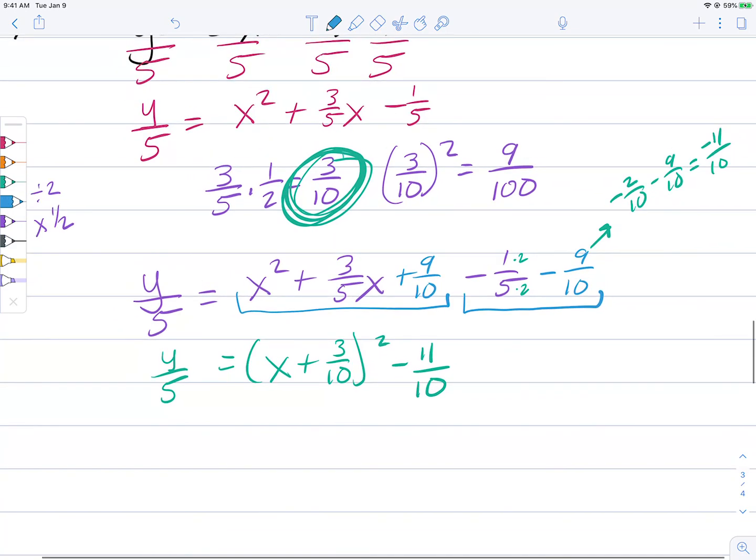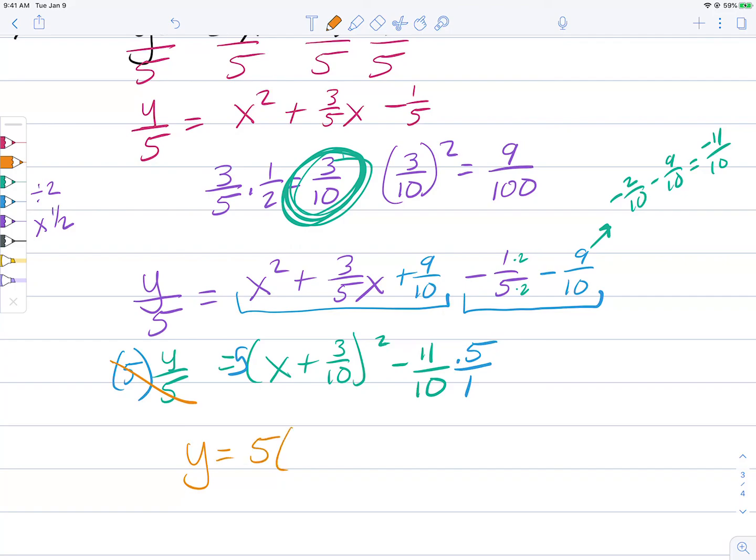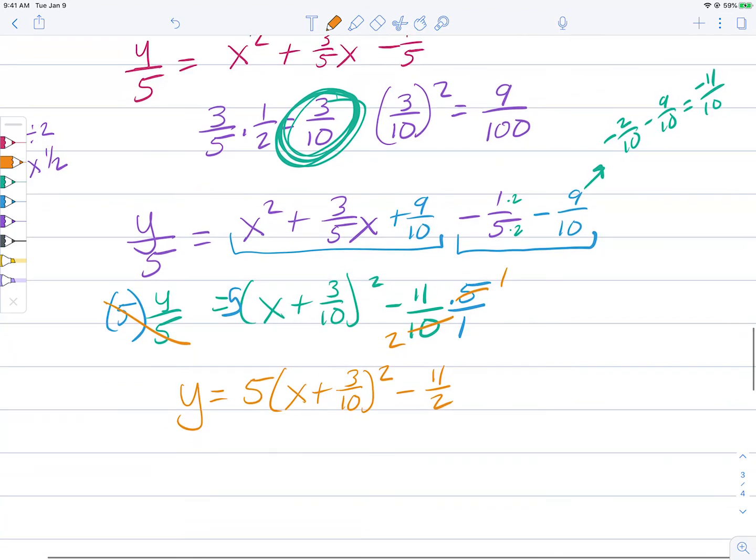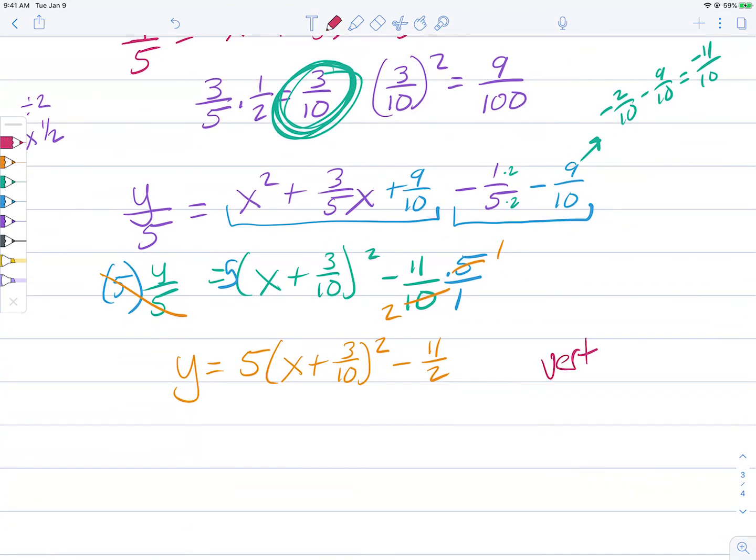And my last step, my y needs to be by itself. I'm going to multiply every single thing by 5, the y by 5, the parentheses by 5, and my constant by 5, or 5 over 1. That's gone. I have 5 times (x plus 3/10) squared. If I reduce, I get a 1 and a 2, so minus 11/2. And I can now say that the vertex of my parabola is at (3/10, -11/2). And I know this is going to be a very steep parabola because my sides are being multiplied by 5. And it opens up.